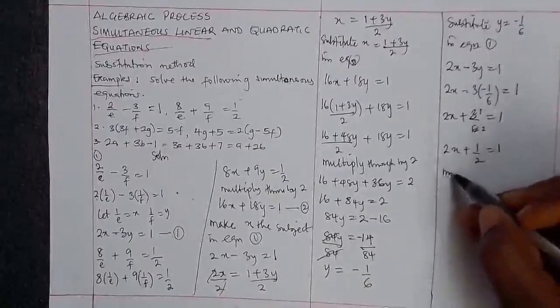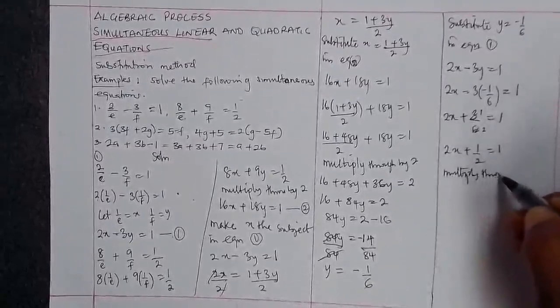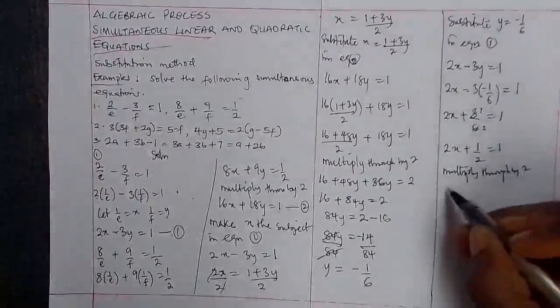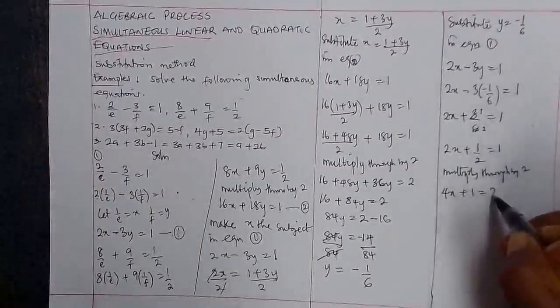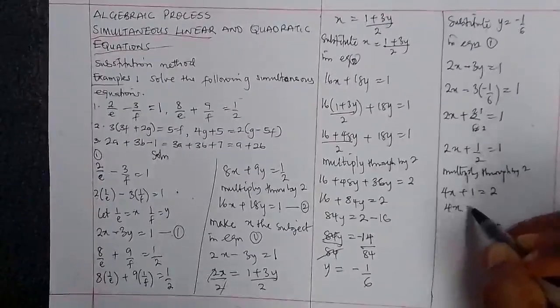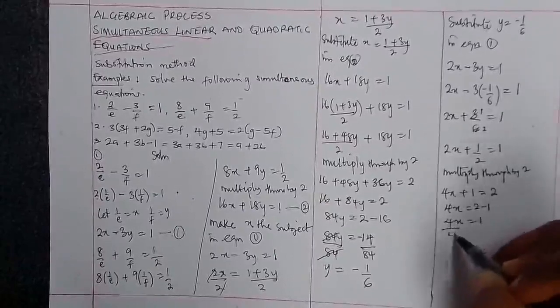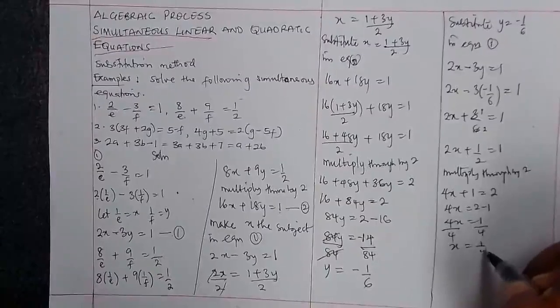Multiply through again by 2. When we multiply through by 2, what we have here is 4x plus 1 is equal to 2. So we have 4x is equal to 2 minus 1. 4x is equal to 1. Divide both sides by 4. So x is now equal to 1 over 4.